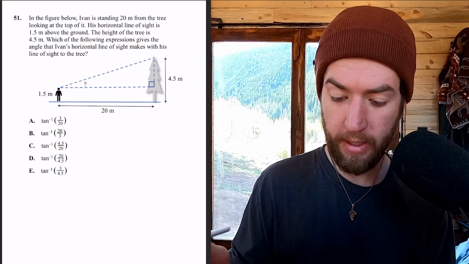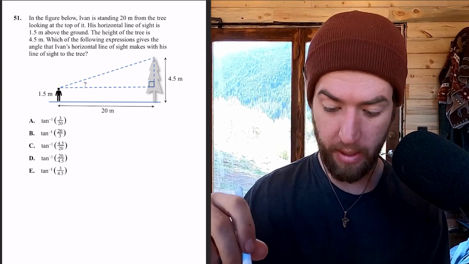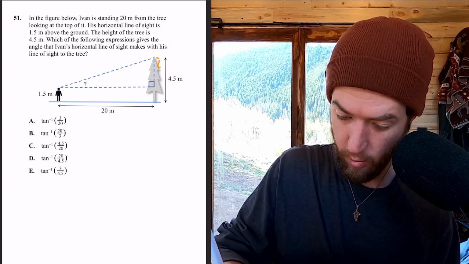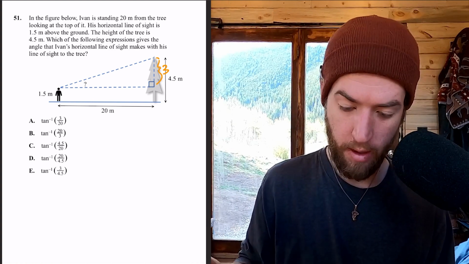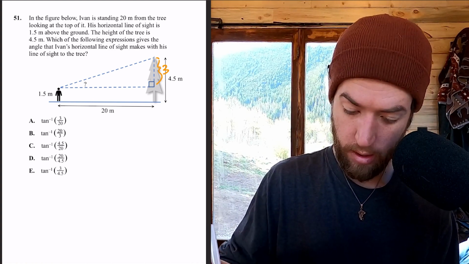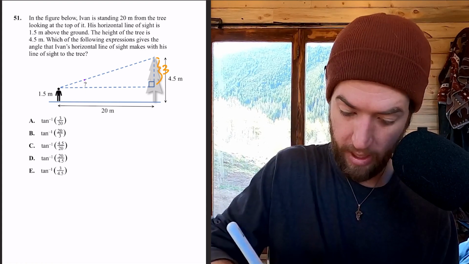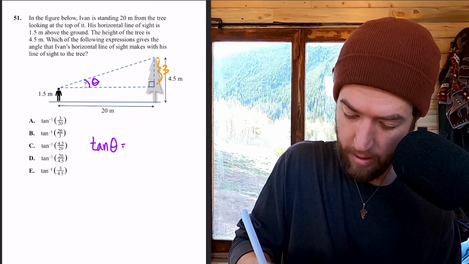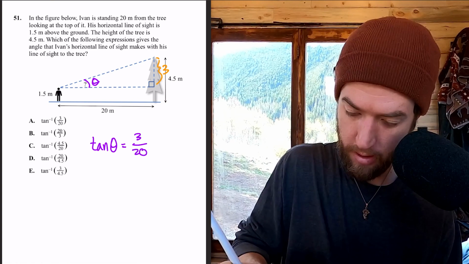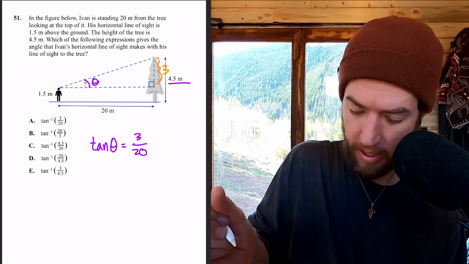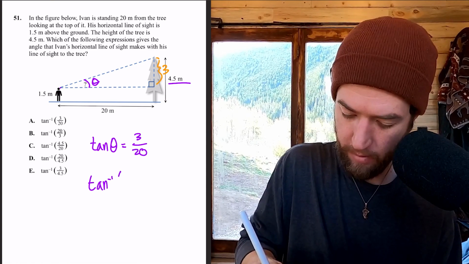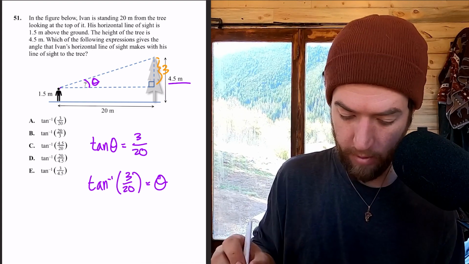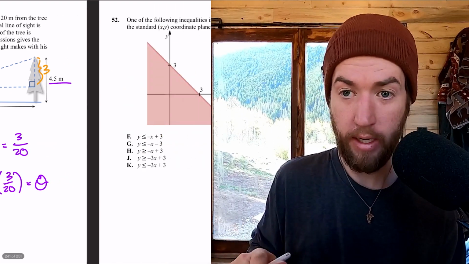In the figure below, Ivan is standing 20 meters from the tree, looking at the top of it. His horizontal line of sight is 1.5 meters above the ground. Okay, so I'm just going to quickly mark this as 3 so I don't confuse myself. Okay, so we're looking for this angle right here. So we know that tangent of theta is 3 over 20, not 4.5, because of his line of sight there. So tangent inverse of 3 20ths equals theta. There you go. On to the next.